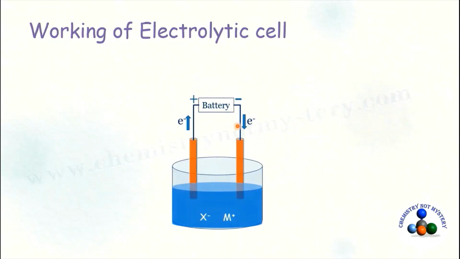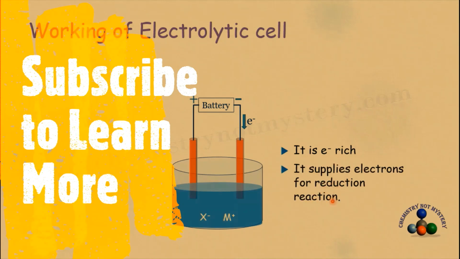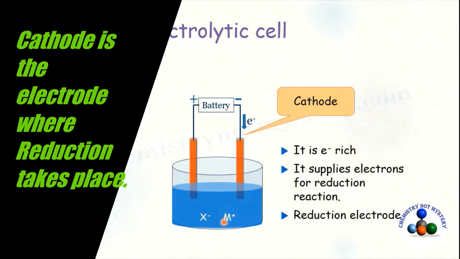Now let's try to understand the working of electrolytic cell. Electrons are supplied from the negative terminal of the battery to the connecting electrode. So this electrode becomes electron rich. As it becomes electron rich, it can provide electrons for the reduction reaction. Reduction takes place on this electrode. That's why this electrode is called reduction electrode. Reduction electrode is also known as cathode. From the electrolyte, cations gain electrons from this electrode and convert into neutral species.